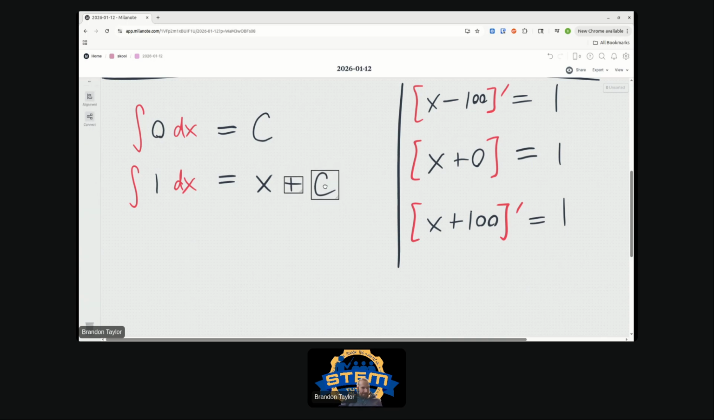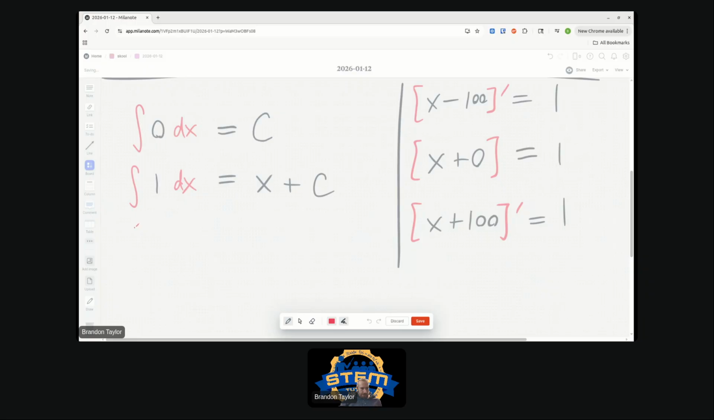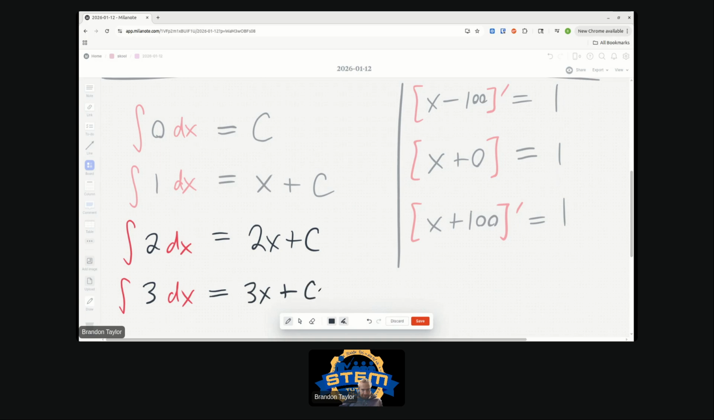And by the way, this is going to be for everything, right? If we go up to the next one, hopefully it's clear, I should say this before I go on. If we had the antiderivative or the integral of 2, it would just be 2x plus c, and you could have any constant here. So I'll write that down to generalize: 2x plus c, and then the integral of 3 dx is 3x plus c.